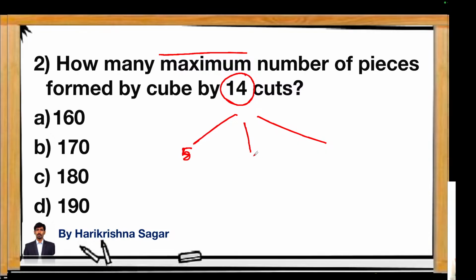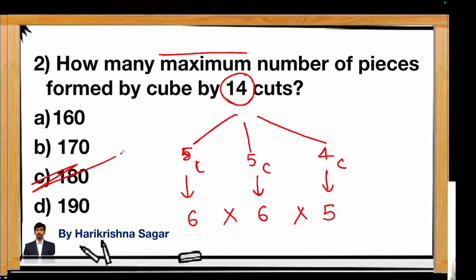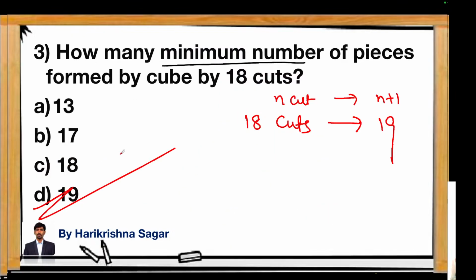In this case, I suggest you distribute the numbers almost equally. So 14 can be written as 5 plus 5 plus 4. So 5 cuts on the x-axis, 5 cuts on the y-axis, 4 cuts on the z-axis. 5 cuts will give 6 pieces, 5 cuts will give 6 pieces, 4 cuts will give 5 pieces, and 6 into 6 is 36, into 5, which is going to be 180. Mark it as option C. So this is one type of question.